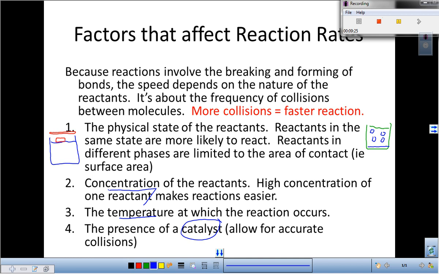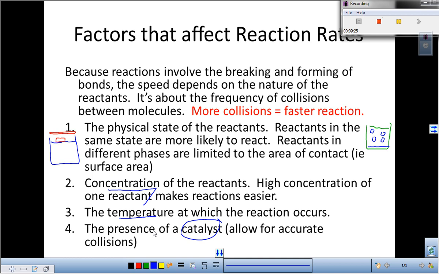All right? So these are the four things that will affect the rate of a reaction. First is their state. Second is their concentration. Third is their temperature. And then finally, a catalyst. Those will help speed up reaction. Okay? Any questions on those? Because we're about to hit our first type of reaction, or reaction rate.